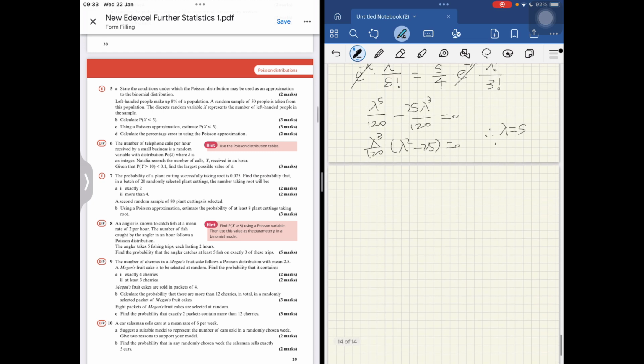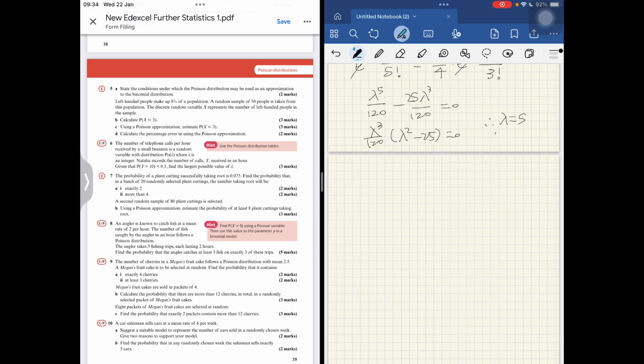And number 6, the number of telephone calls per hour at a small business, lambda is an integer. So when Y is larger than 10 means 1 minus the probability Y is smaller or equal to 10. Actually 10, because larger than 10 means from 11, so we need to remove until 10. So this is smaller than 0.1, so P(Y smaller or equal to 10) is larger than 0.9.